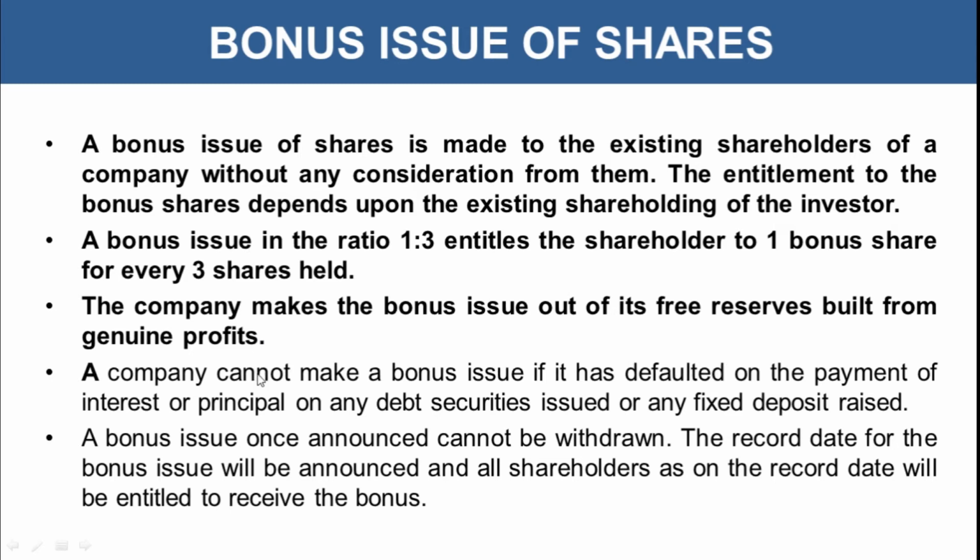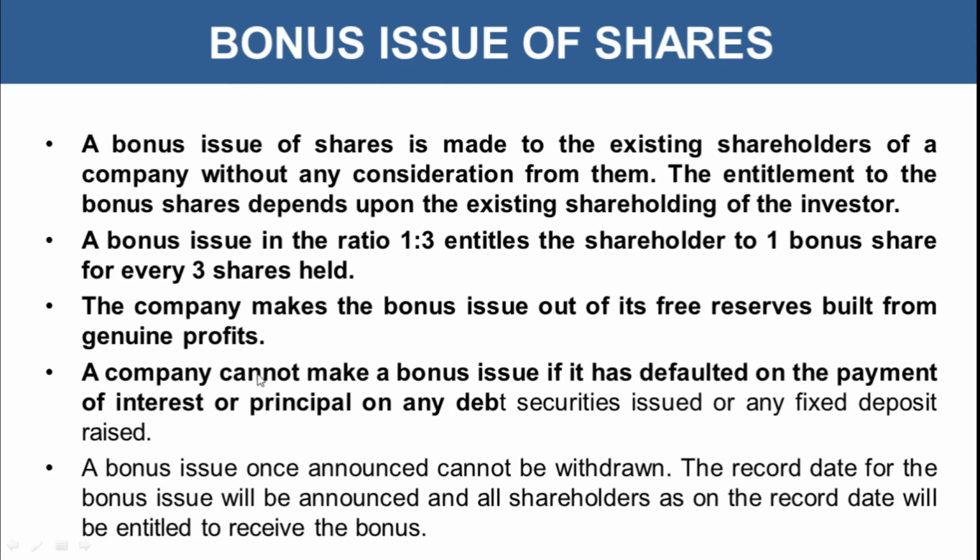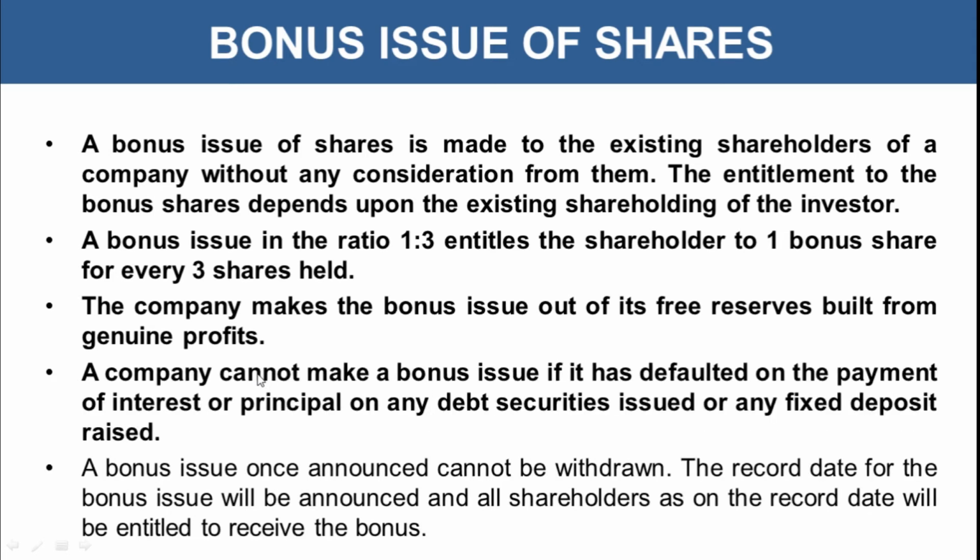A company cannot make a bonus issue if it has defaulted on payment of interest or principal on any debt securities issued or any fixed deposit raised. So, a company can raise financing, can raise money from various sources. So, as we see, one source is by issuing shares to the public, other source could be by issuing debt securities. So, debt securities like bonds, fixed maturity papers, commercial papers, or certificates of deposit, all these are debt securities, and by issuing that the company can also raise financing.